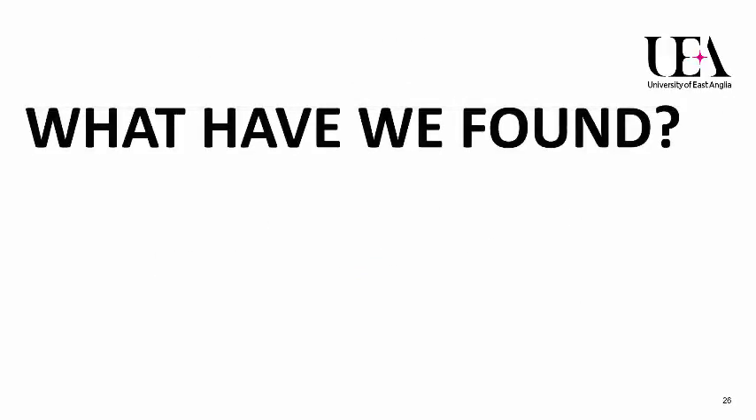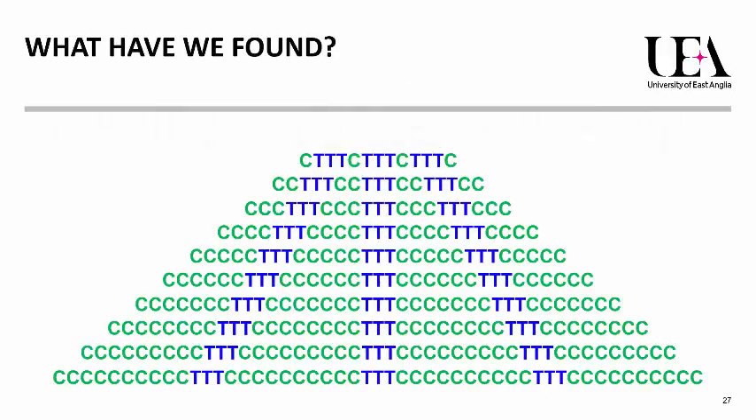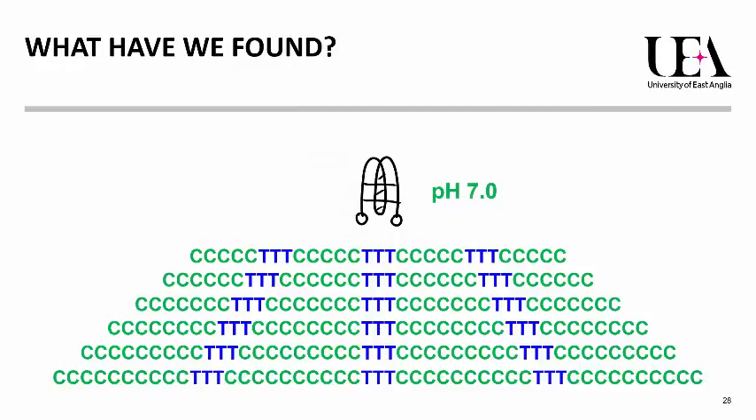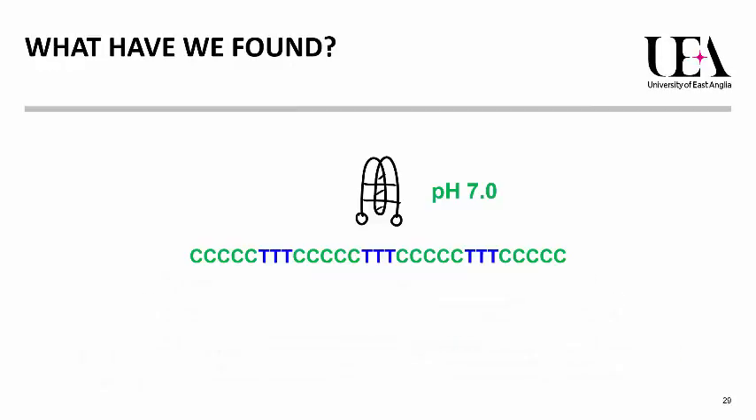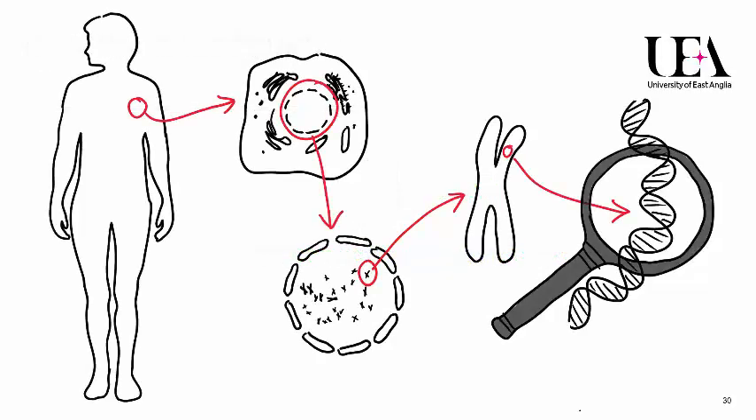So what have we found? Well, we tested many different types of sequences that had many different numbers of cytosines in them. And we actually found that sequences with at least 4 groups of 5 cytosines are stable at neutral pH. This indicated to us that we needed a minimum number of cytosines to fold the DNA at neutral pH. This gave us an idea of what type of sequences to look for in the human genome.